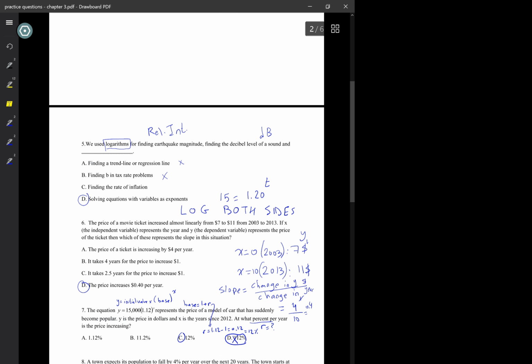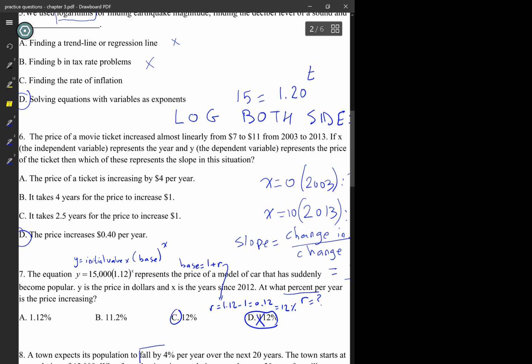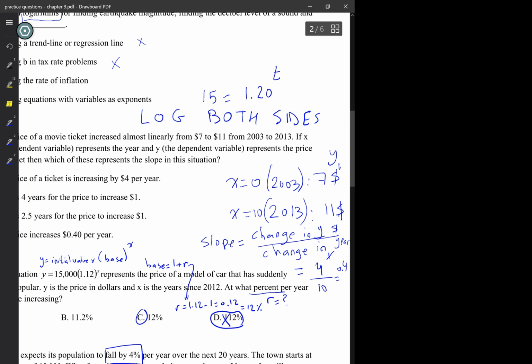12%. A town expects its population to fall by 4%. Again, highlight, fall by 4%. So without continuing, I can tell it's 1 minus r. 1 minus 0.04, because r is 4%, which is equal to 4 over 100, which is equal to 0.04. So that's r. 1 minus r is 1 minus 0.04, 0.96. So this is my base.